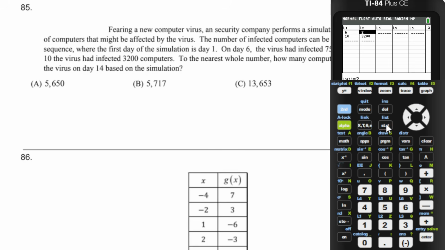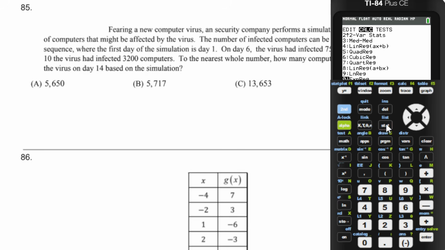It was 3,200 on day 10, and it said 750 on day 6. I'm going to run an exponential regression on this one and store it in y1. Okay, calculate. Now on day 14, I'm going to call for y1 of 14. Oh, whoops. Okay, do that.